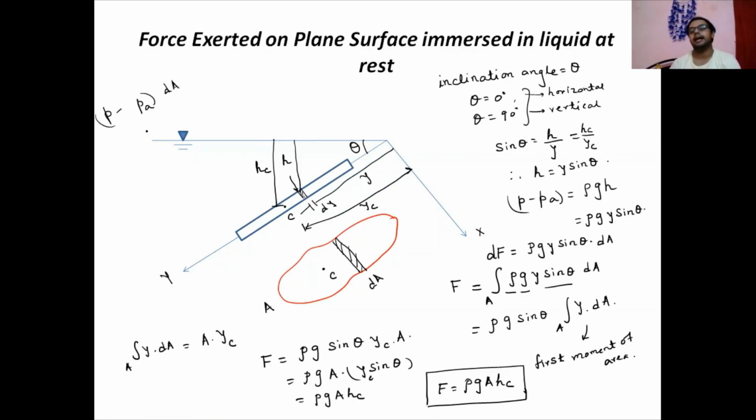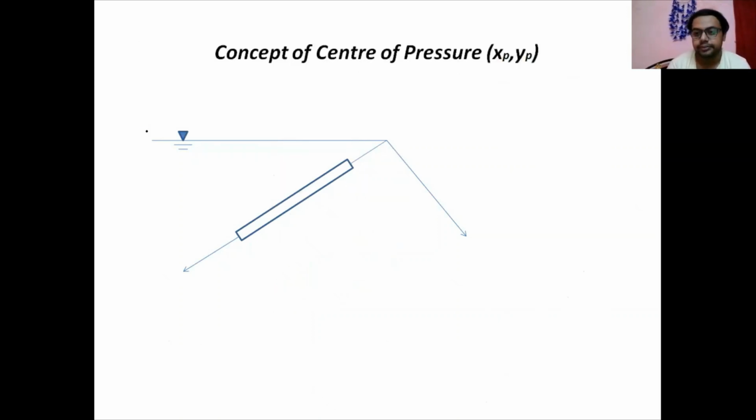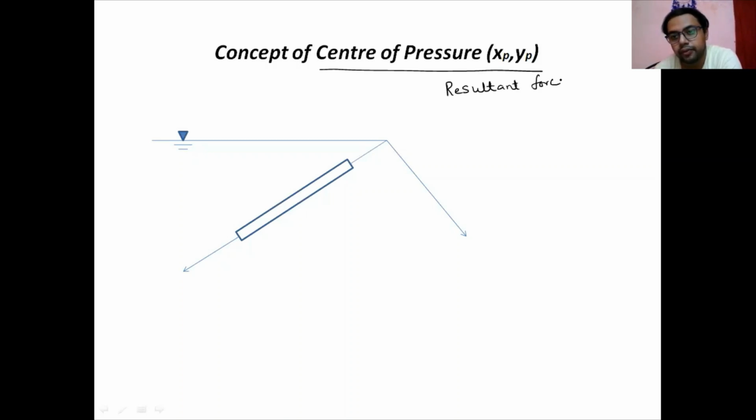Now, where is this force acting, whether at the centroid or at a different place? So one definition comes: the center of pressure. The center of pressure says that the point through which the resultant force passes is known as the center of pressure.